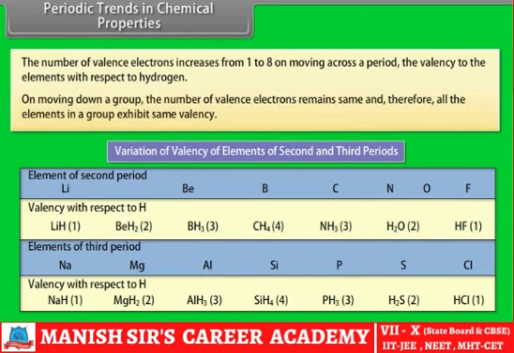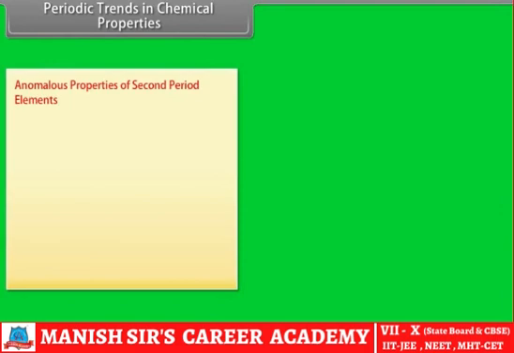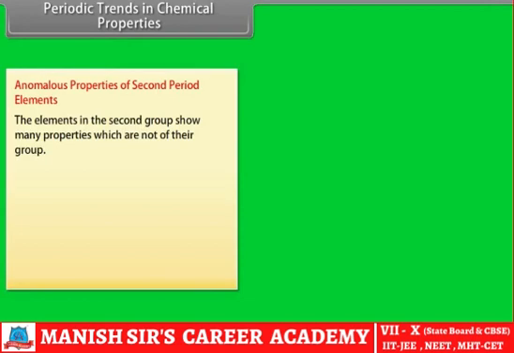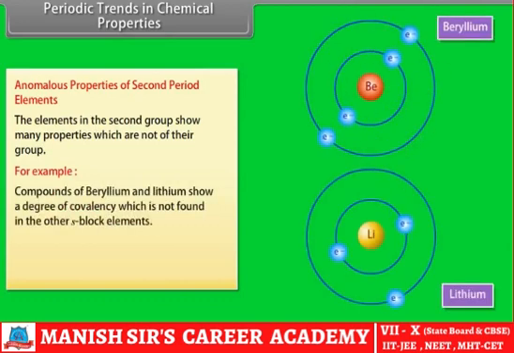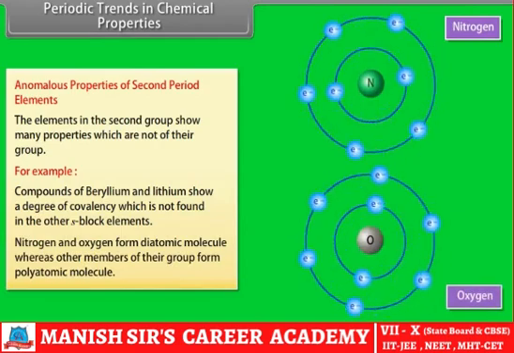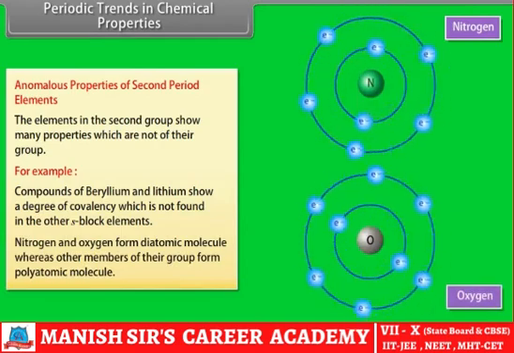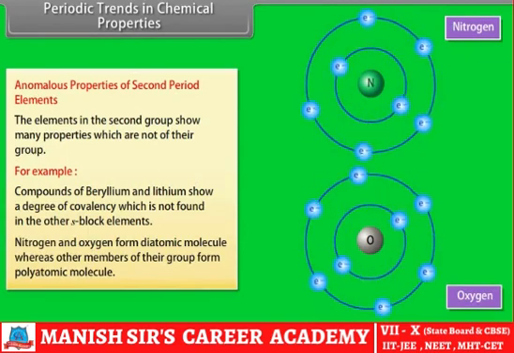On moving down a group, the number of valence electrons remains the same, and therefore all the elements in a group exhibit the same valency. Anomalous properties of second period elements. The elements in the second period show many properties which are not found in their group. For example, compounds of beryllium and lithium show a degree of covalency which is not found in the other s-block elements. Nitrogen and oxygen form diatomic molecules, whereas other members of their group form polyatomic molecules.